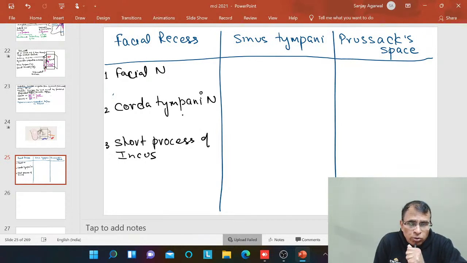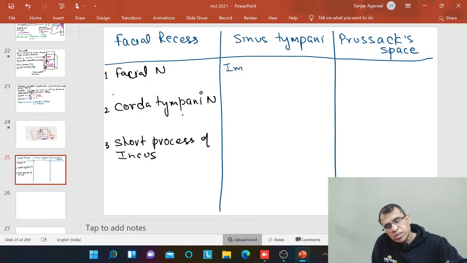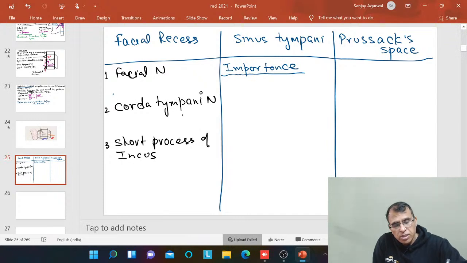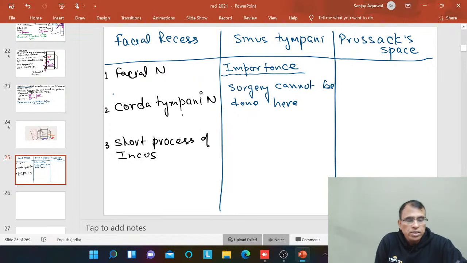Sinus tympani, you don't have to know the boundary. You have to know the importance. Why is it important? Sinus tympani is important because surgery cannot be done here. That means even if you have a disease in the sinus tympani, even if you do surgery, it will remain there. It will be stuck there. So after the surgery, this disease is still there.